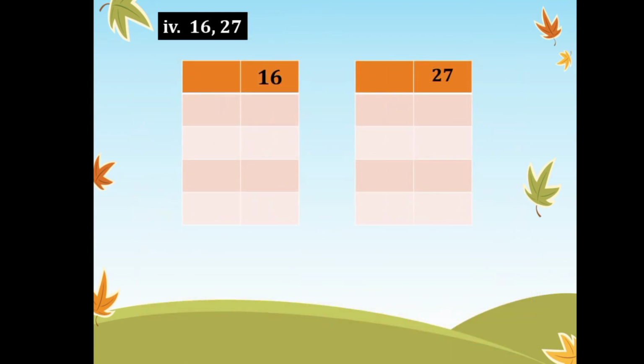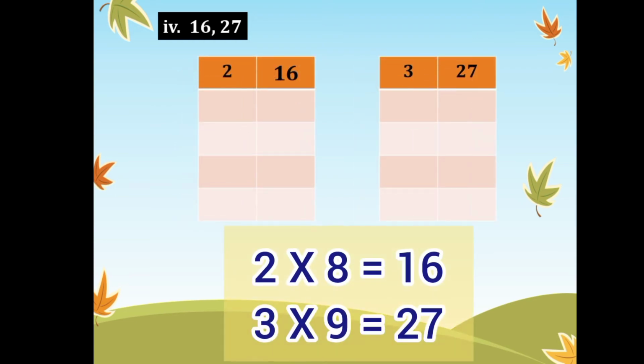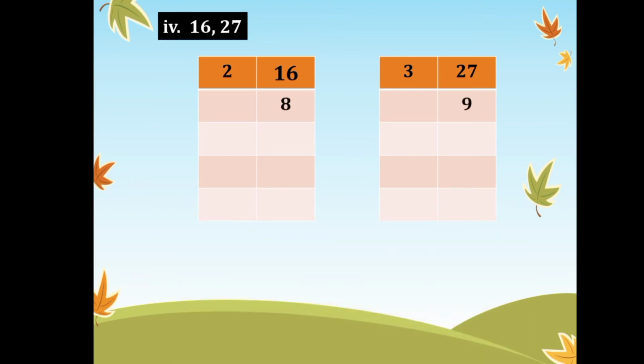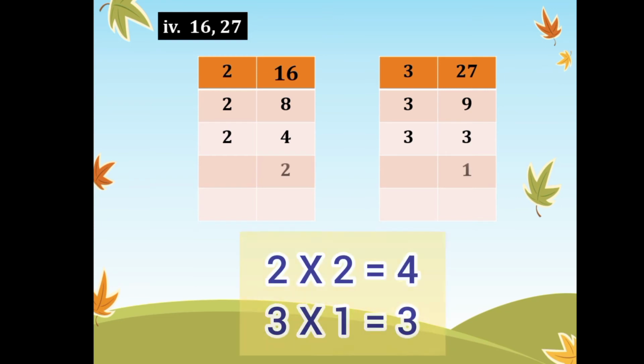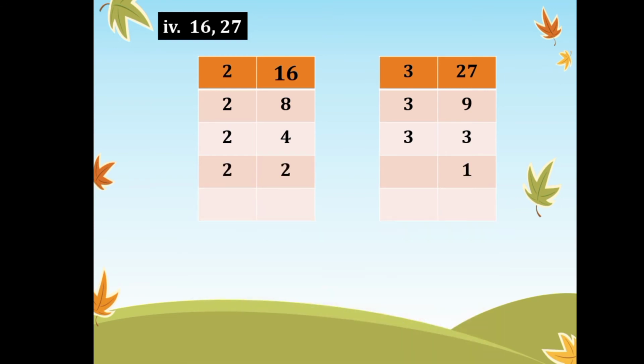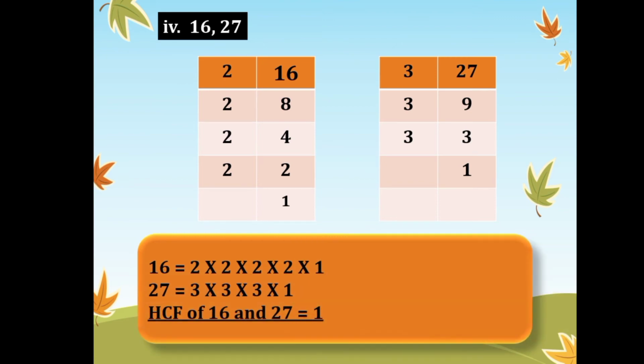This is the fourth one, that is 16 and 27. 2 8s are 16 and 3 9s are 27. 2 4s are 8, 3 3s are 9. 2 2s are 4 and 3 1s are 3. So this is what is written over here. 16 is equal to 2 multiplied by 2 multiplied by 2 multiplied by 2 multiplied by 1. 27 is equal to 3 multiplied by 3 multiplied by 3 multiplied by 1.